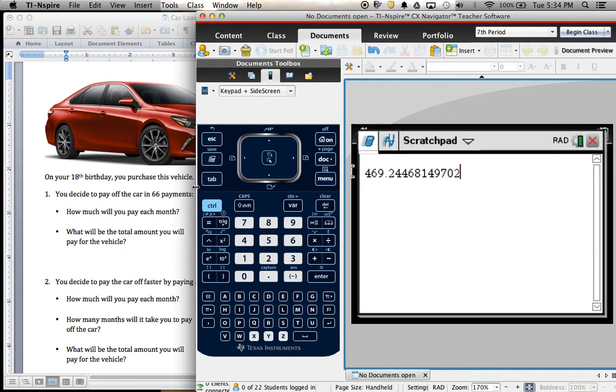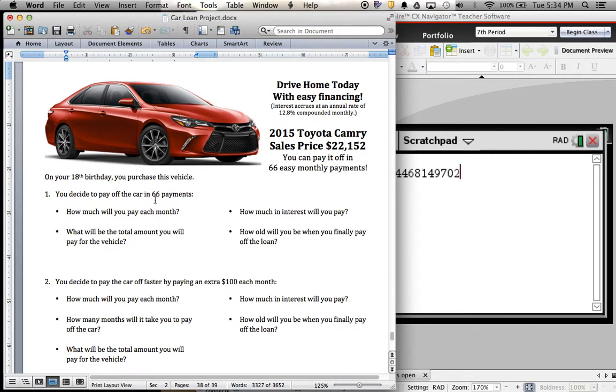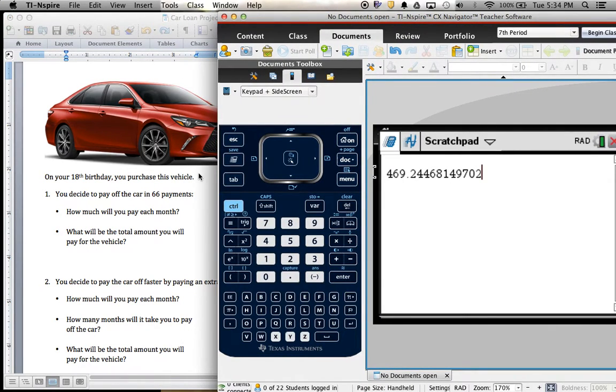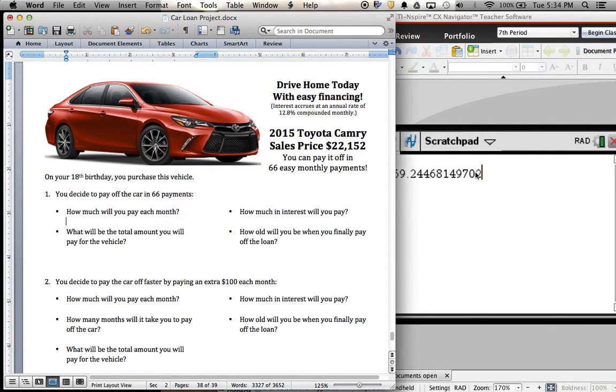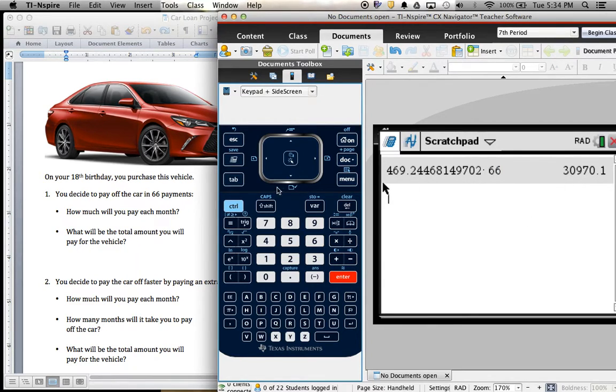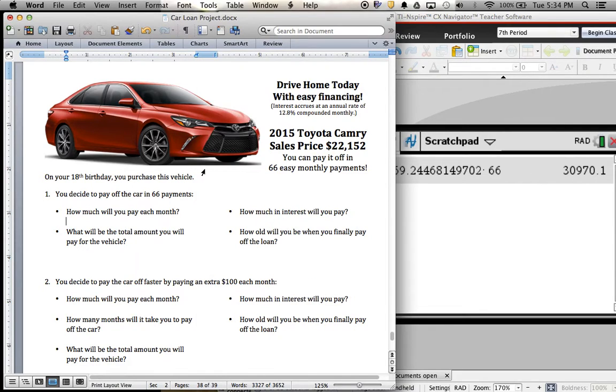Okay, and then if I want to know the total amount I'm paying for this car, I'm paying, let's see, how much did we say? $469 each month for 66 months. So the total amount I'm going to pay is this amount times 66. Okay, and I'm going to pay over $30,970 for the car. That's how you find the total amount you're paying.